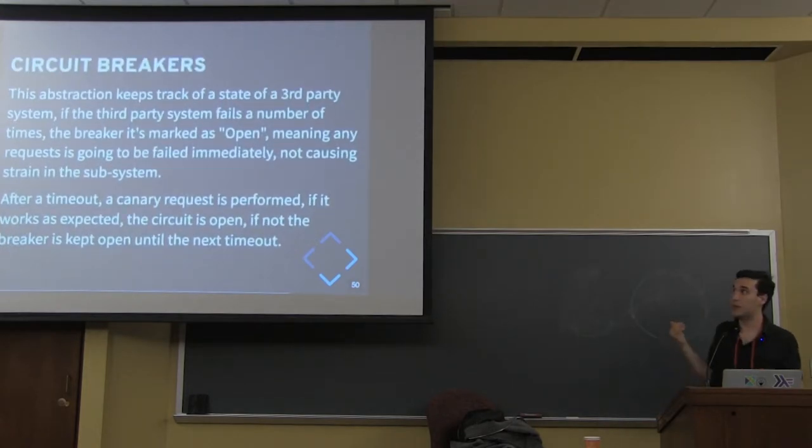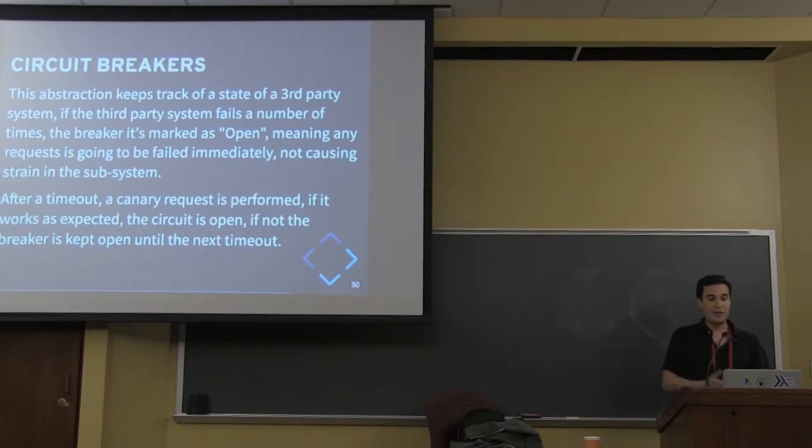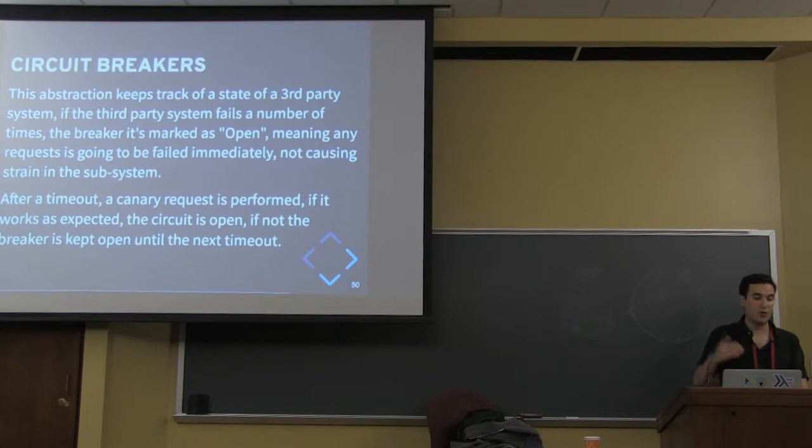Circuit breakers. This one is particularly good. This abstraction keeps track of the state of third-party systems. If the third-party system fails a number of times specified in a configuration, the breaker is marked as open, meaning any request is going to be failed immediately.